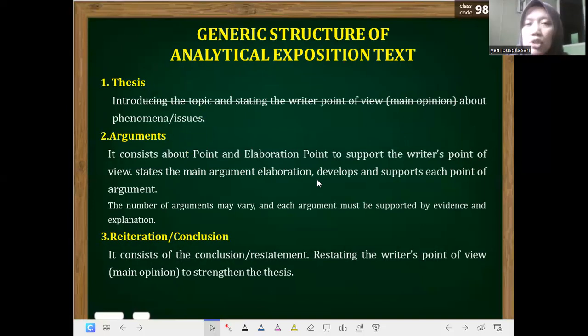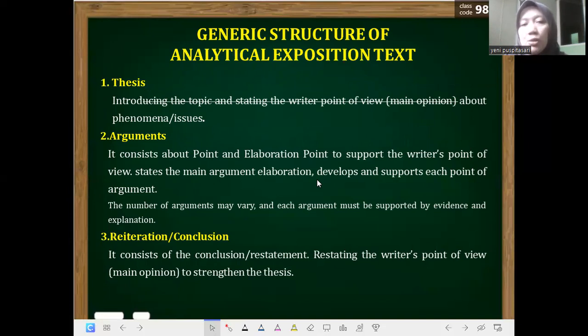Okay, now about generic structure of analytical exposition text. The first one is thesis. Thesis is introduce the topic and state the writer opinion of view about, of course, phenomenon or issue. And then about arguments. It consists of point and elaboration point to support the writer point of view.